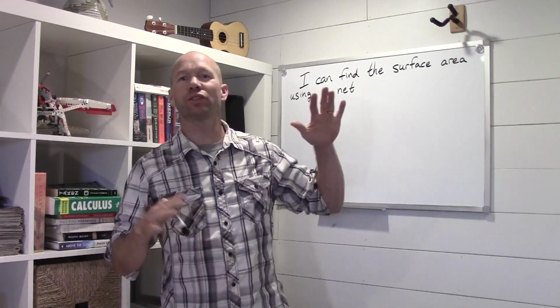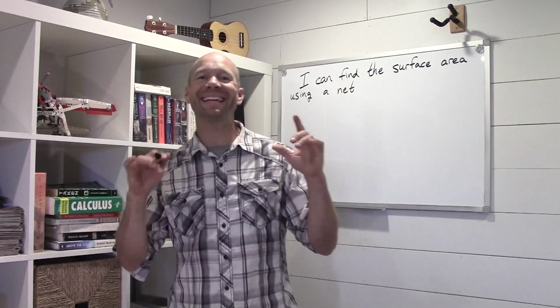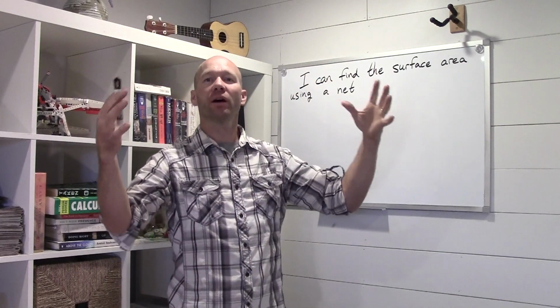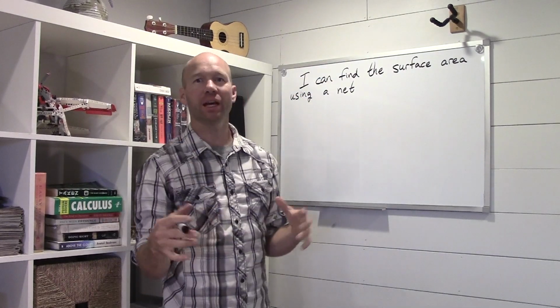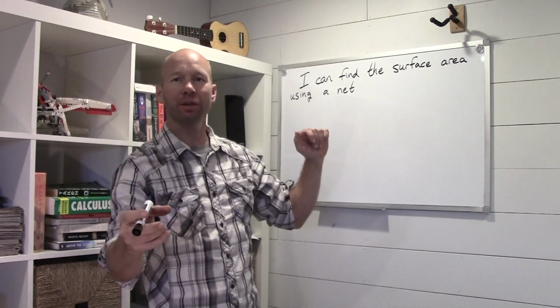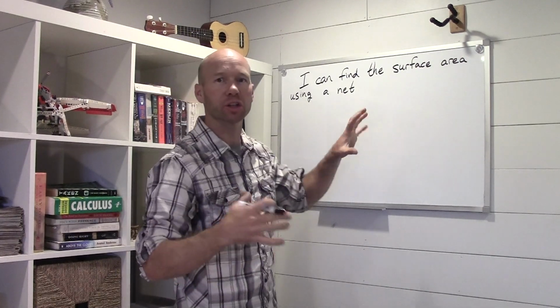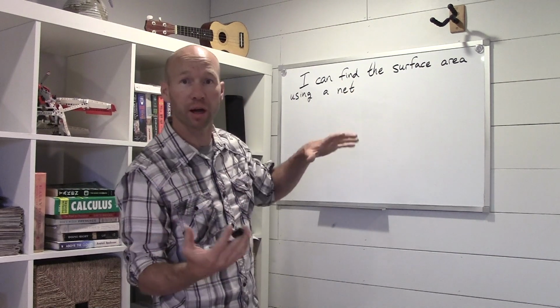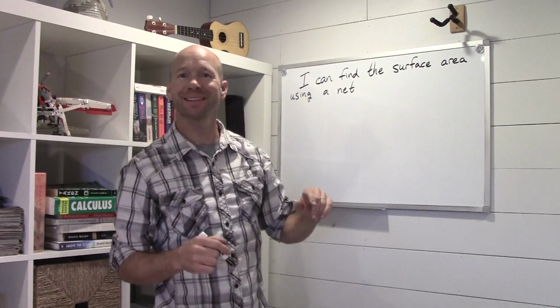Today we are going to find the surface area using a net. So, surface area, the area of the outside of our 3D image. A net, what does that mean? Yeah, that's right. A net is going to show the covering of that 3D image, or that polyhedra. So, let's get to it together.